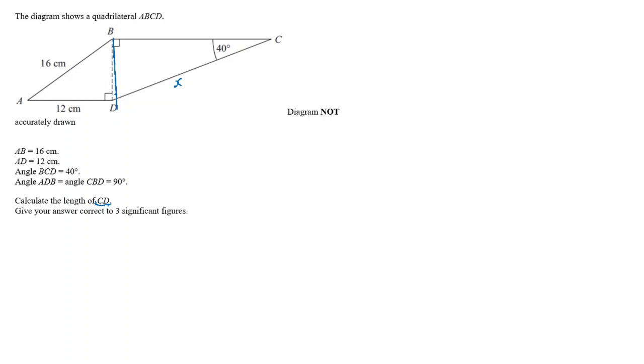Now, if we look at triangle BDC, I don't have enough information to work out X. I either need to know this side and this side, or I just need to figure out one of the sides and then use the angle. So we'll look at the other part of the diagram. With triangle ABD, we have got this. This is triangle ABD. Now we know that this side is 16 and this side is 12.